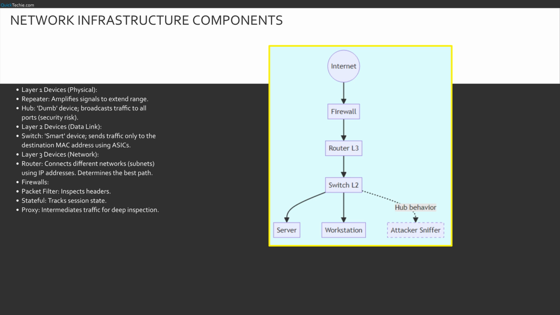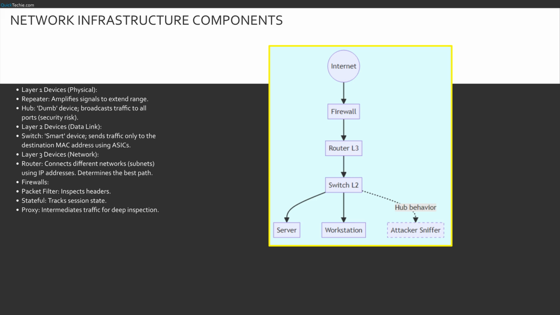Switches are layer 2 devices. They use MAC addresses to send data only where it needs to go. Moving up to layer 3, we have routers. Routers connect different networks, like your LAN to the internet, and make decisions based on IP addresses. Finally, firewalls are our security guards. They range from simple packet filters to complex application proxies.